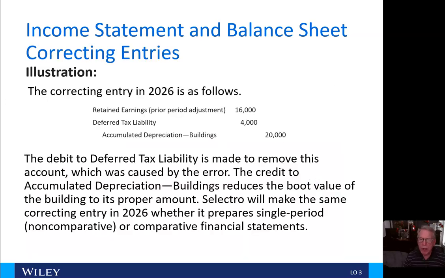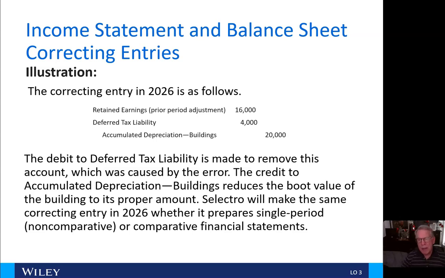Now, when we go into 2026, the correcting entries in 2026 will be as follows. Here, retained earnings is going to be a $16,000 debit. Deferred tax liability will be a $4,000 debit, and we will credit accumulated depreciation for buildings for $20,000.